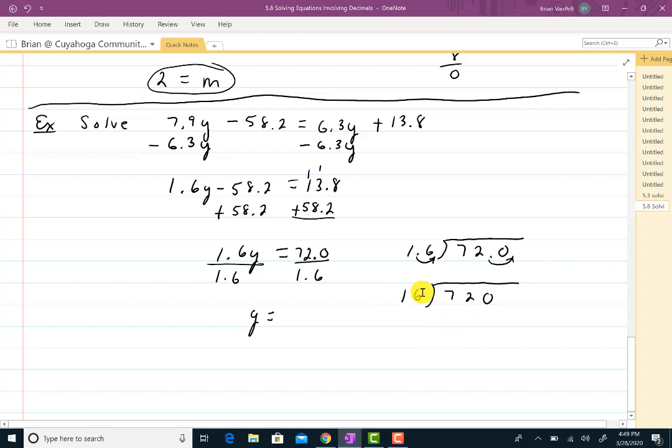Now let's see how this works. 16 goes into 72 how many times? I'm guessing 4 times. 4, 64. And then 72 minus 64 is 8. Bring down the 0. 16 goes into 80 exactly 5 times with the remainder of 0. So this tells me that y equals 45.